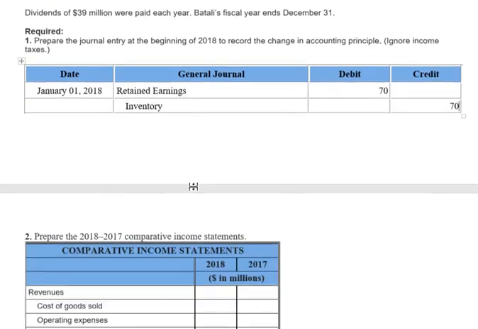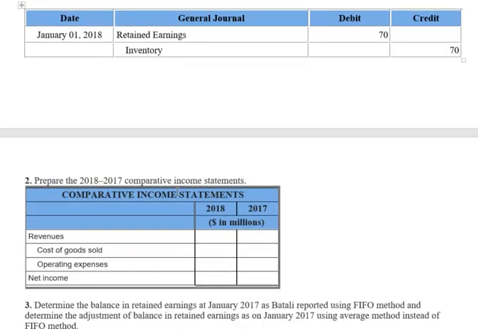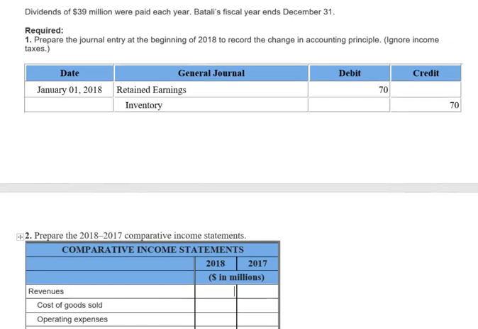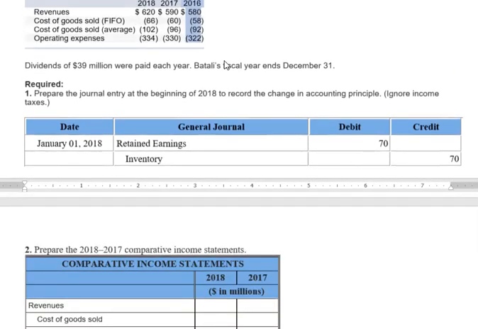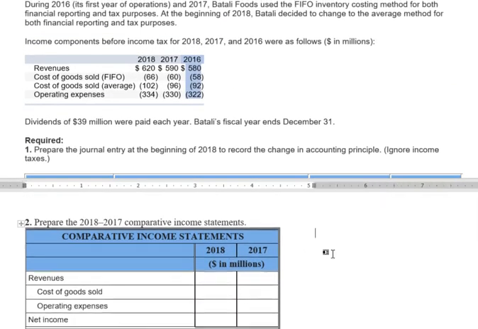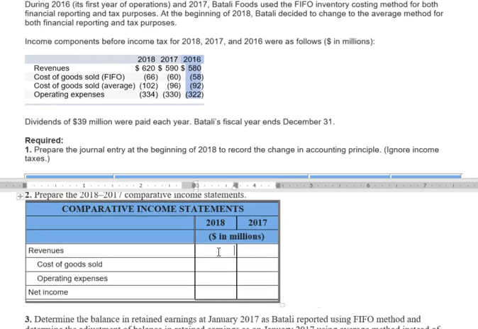All right, now, let's look at the comparative income statements for each year. Because we have to restate, we're going to go in. Now, our revenues were not impacted, so let me split screen here. So our revenues would not have been impacted, so we can still put in for 2018 would be 620, and for 2017 was 590. Now, our cost of goods sold, remember, we are using the average cost now. As of 2018, we need to use average cost, so we need to do 102 for my cost of goods sold. We'll put that in brackets.